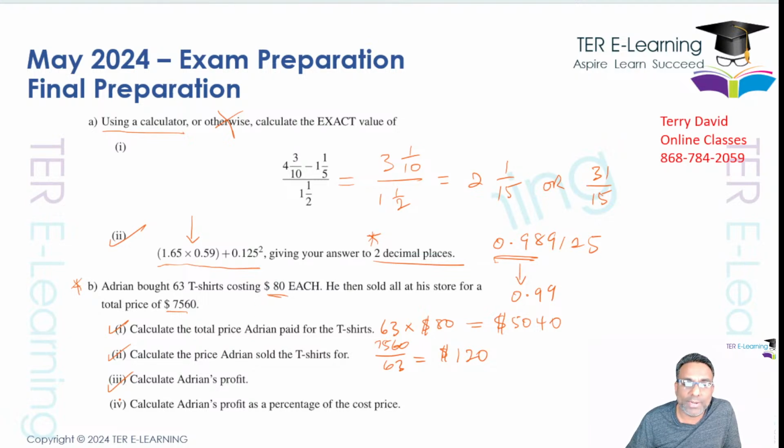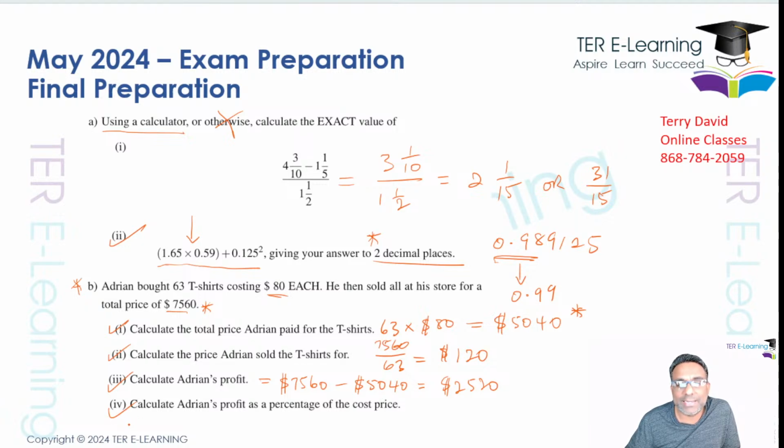The next part here, we want to calculate Adrian's profit. What is his profit? The thing is, he paid a total of $50.40, and he sold them for $75.60. So his profit is simply going to be the $75.60 minus the amount he paid for it, which is the $50.40. So that's $75.60 minus $50.40, and he's making a profit of $25.20. So that's the profit that he's making there.